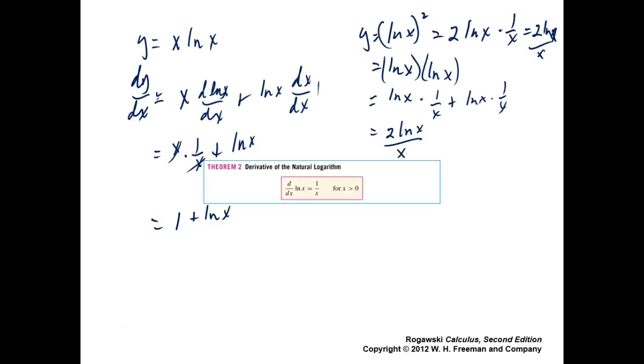What's that? Yeah, it would be like if this was a cosine x. You'd be 2 times cosine x times derivative of cosine x. You use the chain rule. Okay. So you do 2 times log x times derivative of log x. Again, chain rule. Yeah. That's exactly what you do.